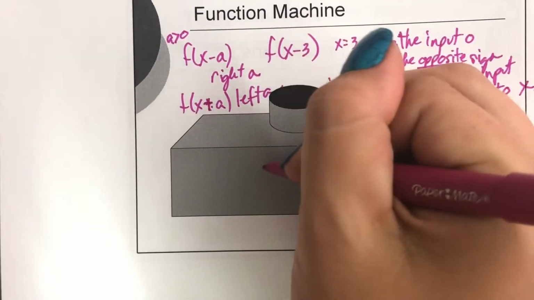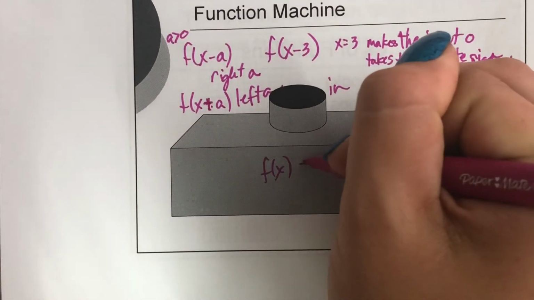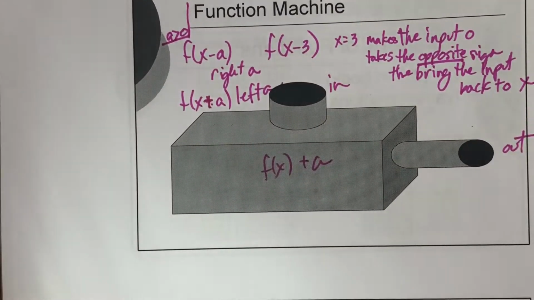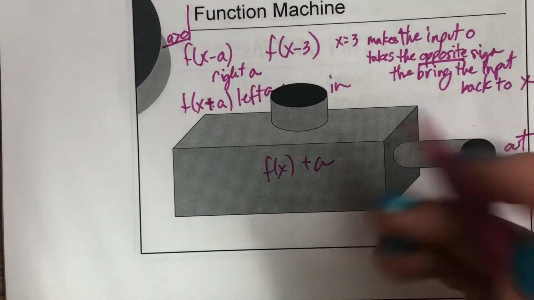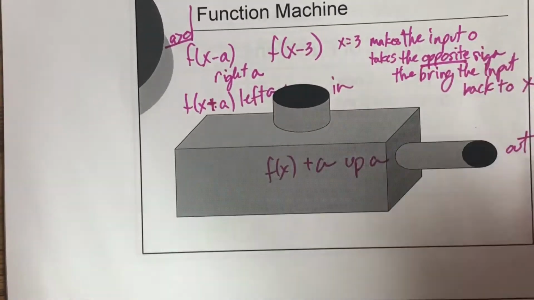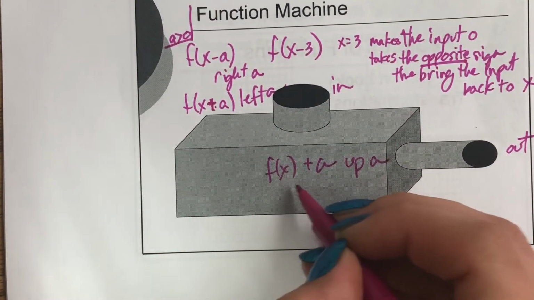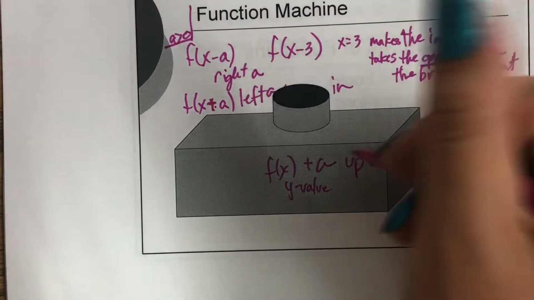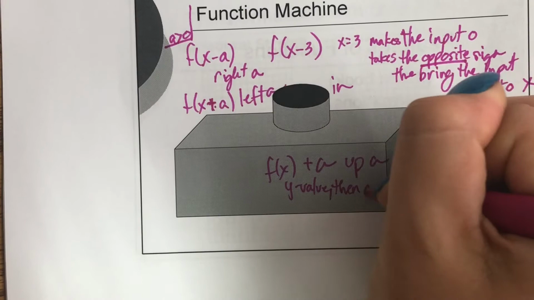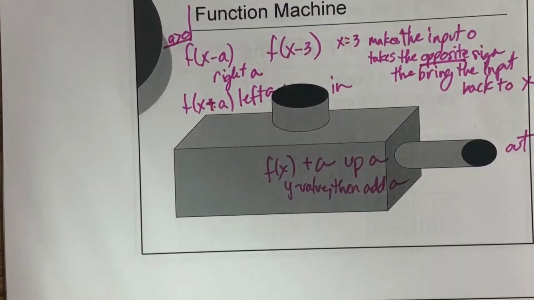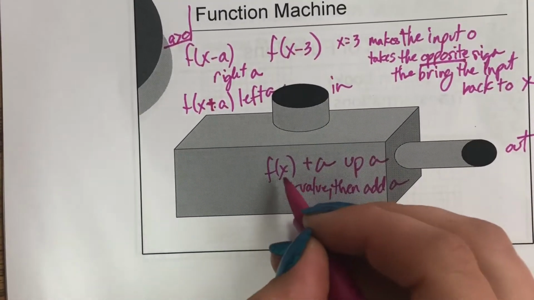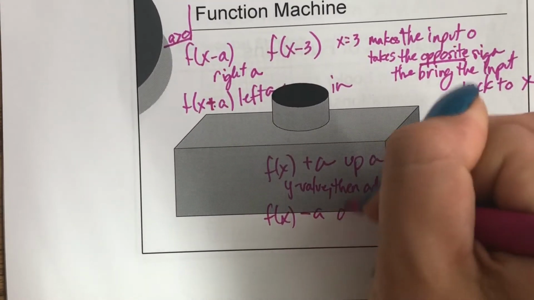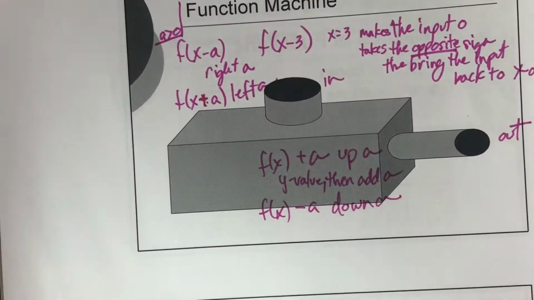Now we have things that change the output. If I have f of x plus a, where a is always a positive number, this is changing the output. So this would move up a. You take your normal y value, whatever you would get, and then you add a. So simply, you take your y value and add a, so up a, like you would think. F of x minus a would go down a.